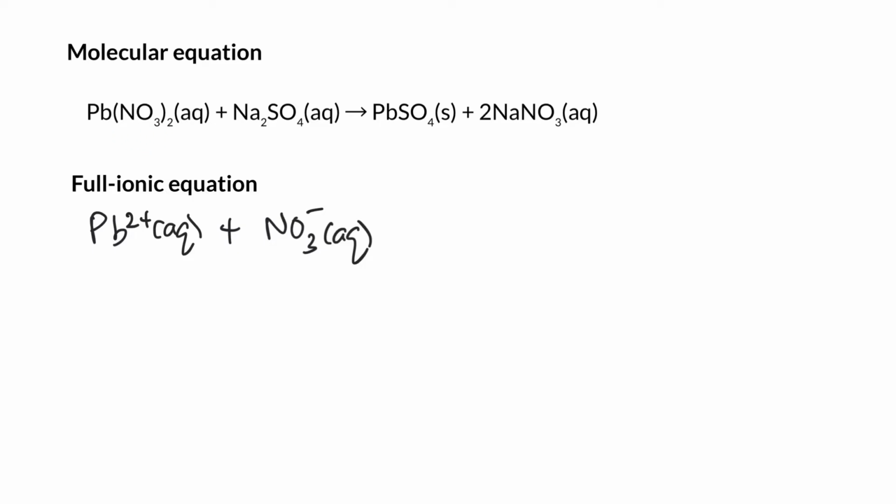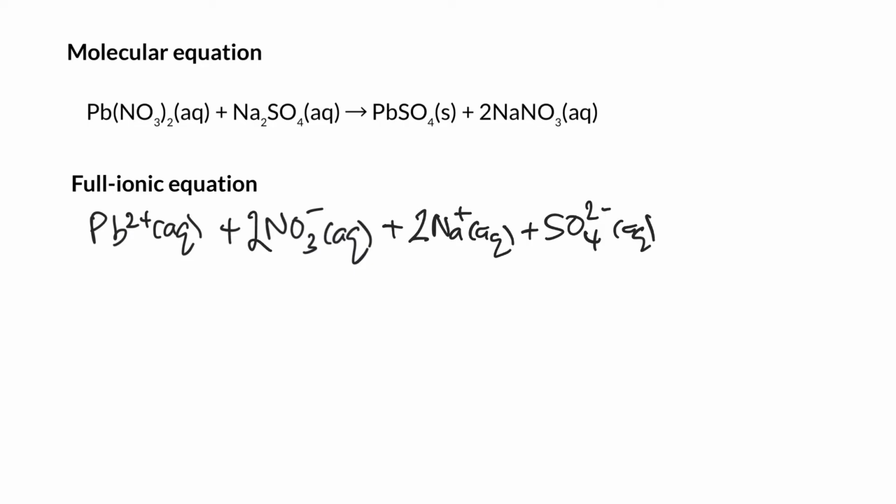But when they break apart, we actually replace those subscripts with coefficients, because in solution, the nitrate ions repel each other. Those negatives really hate each other, and so we put a 2 in front of them to indicate they're broken down into 2 things. Same with the sodium sulfate. So we've got 2 sodiums, and we've got 1 sulfate. So there we go. And that is the reactant side.